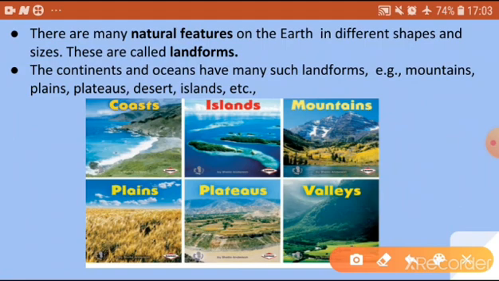You know very well, there are many natural features on the earth in different shapes and sizes. These are called landforms. The continents and oceans have many such landforms. For example, mountains, plains, plateaus, desert, islands, coasts, valleys, and so on.